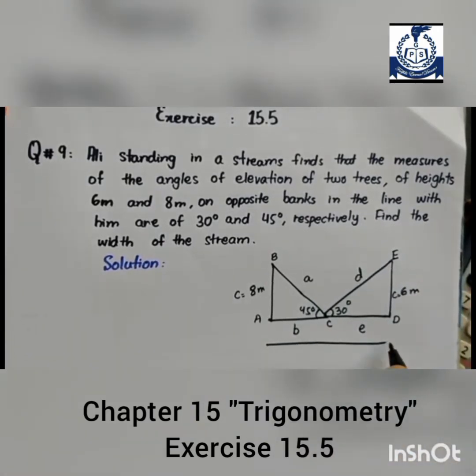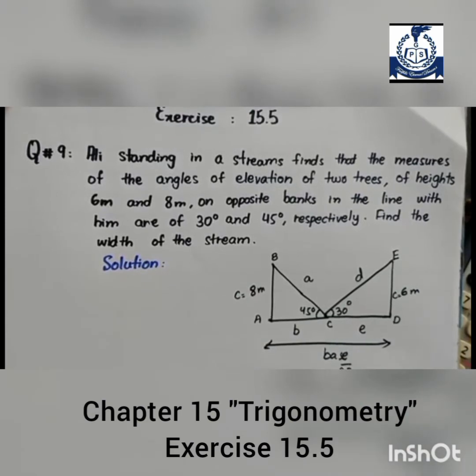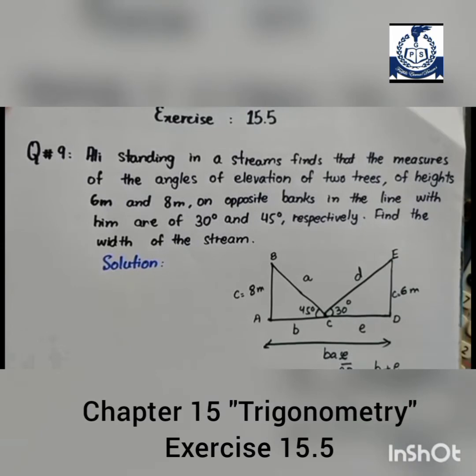So here is the figure and we need to find out the width of the stream, and this is called a base. So here AD is equal to B plus E.